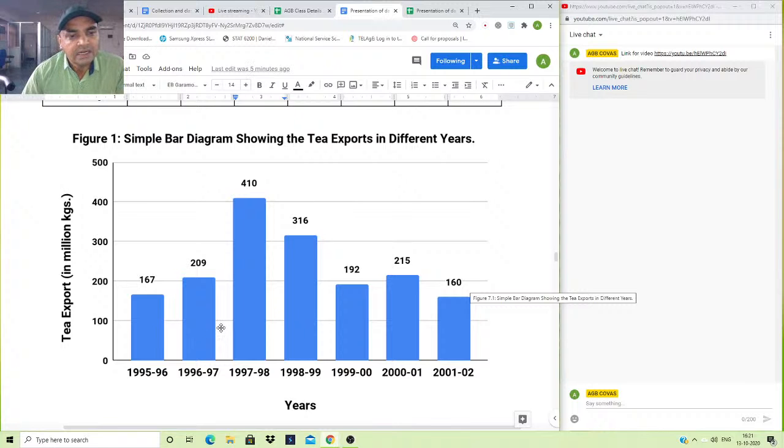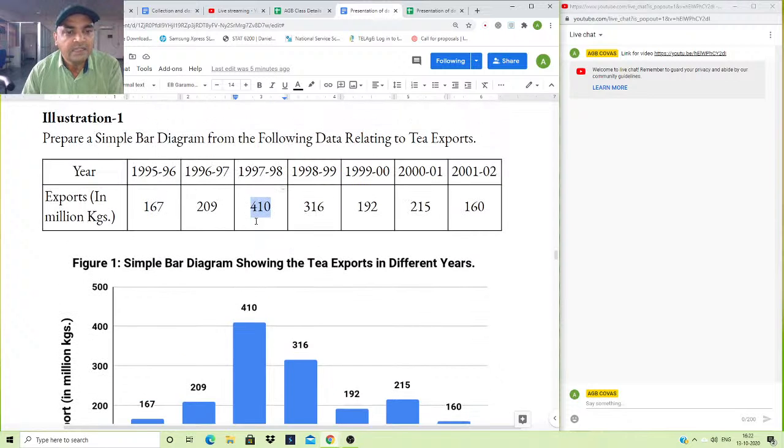You should not say that 410 is maximum. You should tell that in respect to 1995, it is 167, how much percentage has increased. Okay, so it has to be in the form of percentage or in numbers, or you can simply subtract 167 from 410 and tell that this many million kg more export has been done in 1997. So that is the textual presentation. This is the diagrammatic presentation, and this is your tabular presentation.